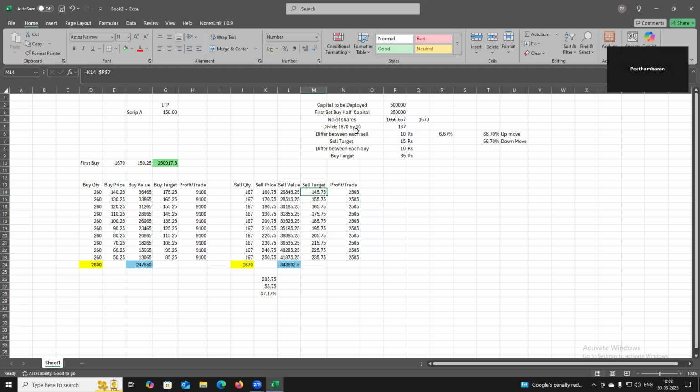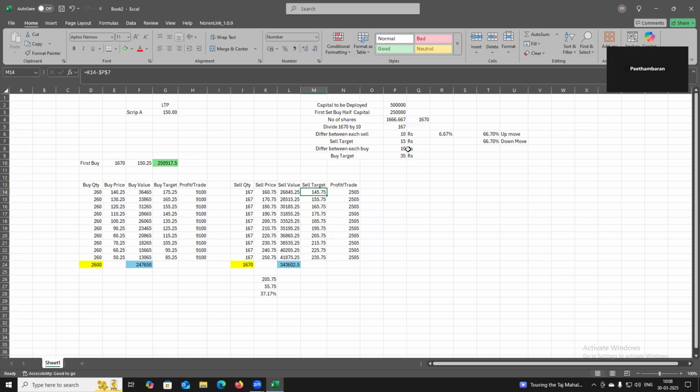Now, I have decided that I will be selling at every 10 rupees, which is equivalent to 6.67% on the up or 6.67% on the down move. As the market goes up, I will keep on selling. And from wherever it reverses, if it comes to my sell target, I will keep on booking my profit. Now, I'm not sure whether the market is going to go up or go down after I enter my first trade. That is why I've kept this 2.5 lakhs free to buy shares if that stock falls.